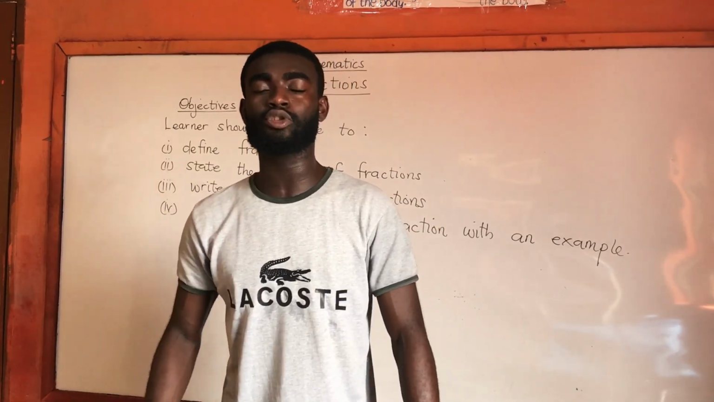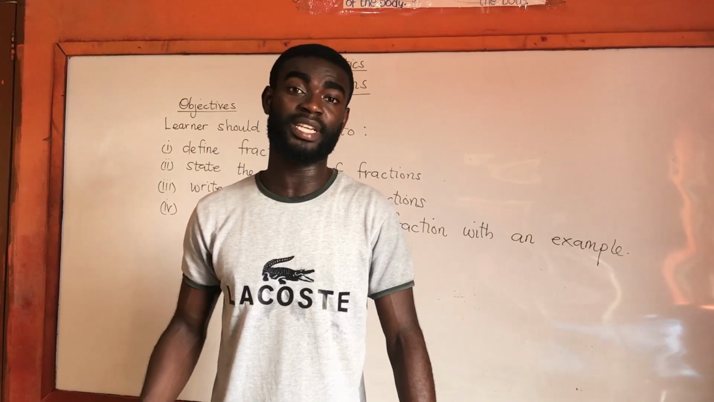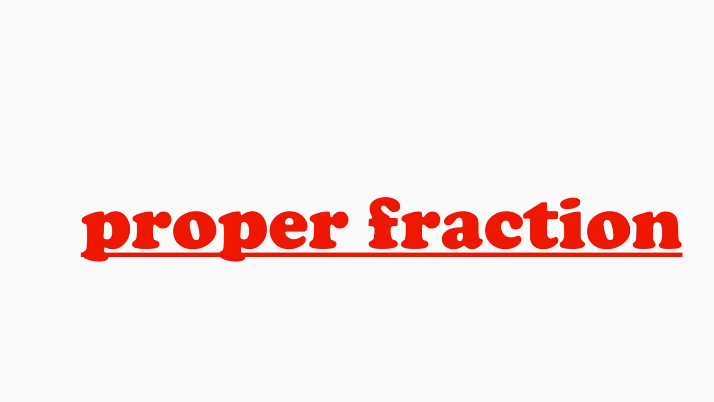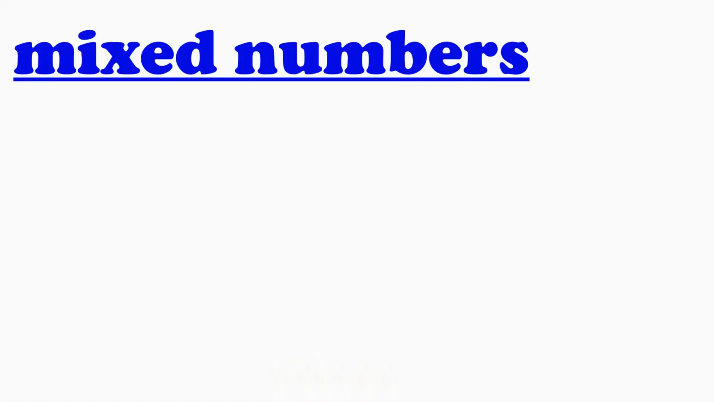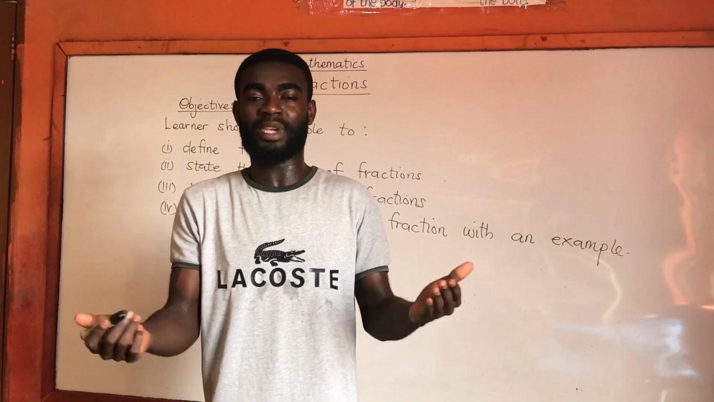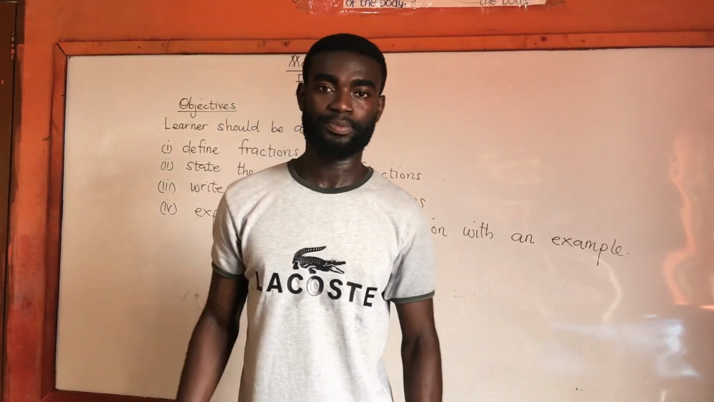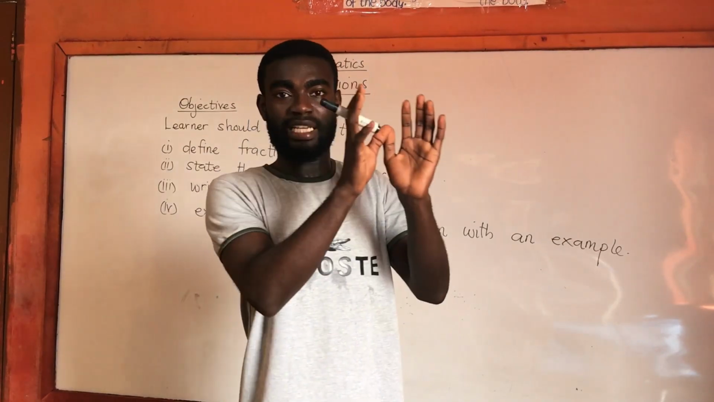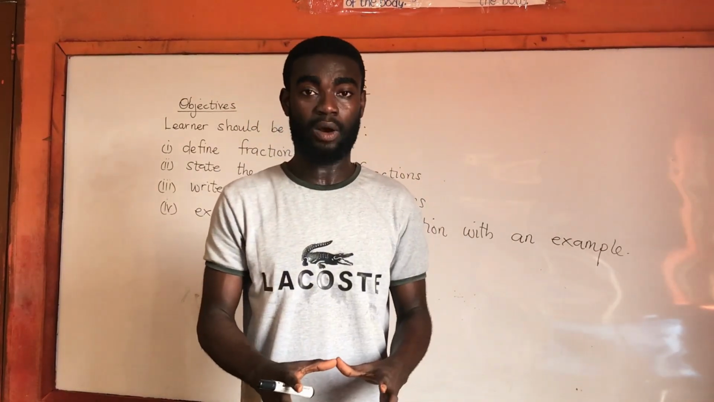Now proceeding to the types of fractions we have, basically you can group fractions into three. That is the proper fractions, the improper fractions, and the mixed numbers. Now when we say something is proper, meaning the thing is good. So relating it to the part of fraction, the numerator is on top and the denominator is down.